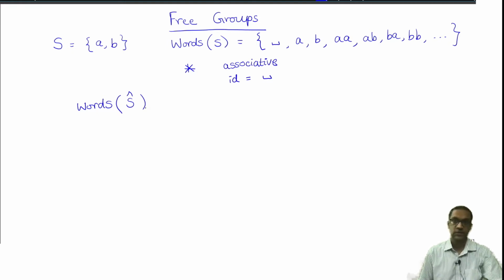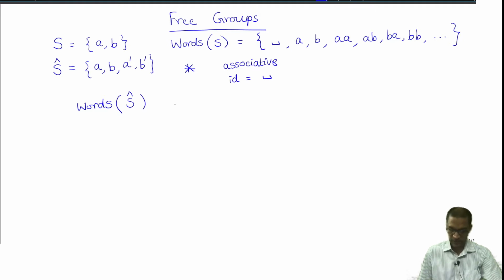Instead of looking at words in this alphabet S, we look at words in an augmented alphabet. So what does that mean? I'm going to enlarge the set S to make it somewhat bigger. There's A, B, and I'll put in two more elements, which I'll call A prime and B prime. These will eventually perform the role of the inverses. But for now, think of them as two more letters, and we look at the set of all words in this 4-element alphabet.